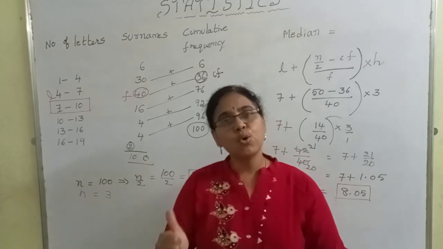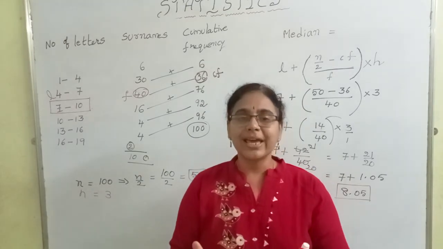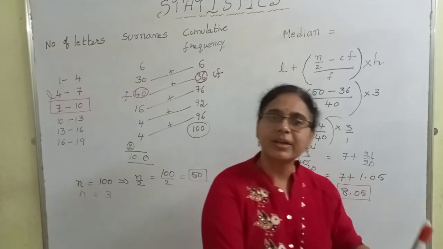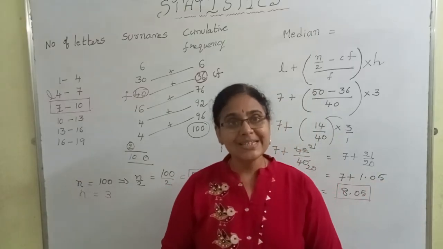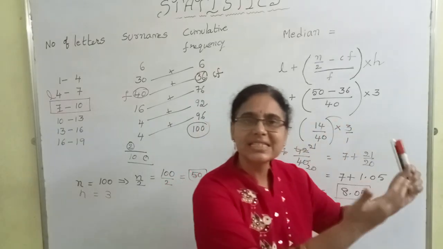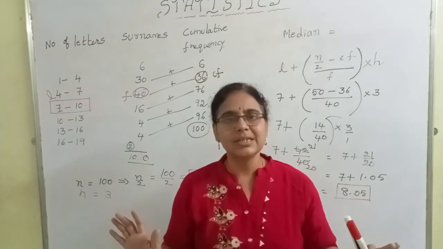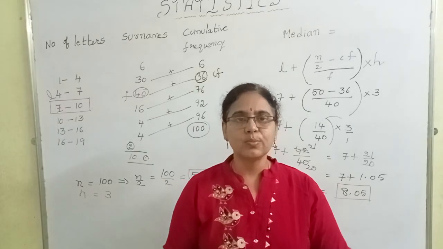It is about mode and median. Mode: L plus F1 minus F0 by 2F1 minus F0 minus F2 into H. Median: L plus n by 2 minus CF by F into H. Okay, both are very easy. Just once or twice you have to practice it.